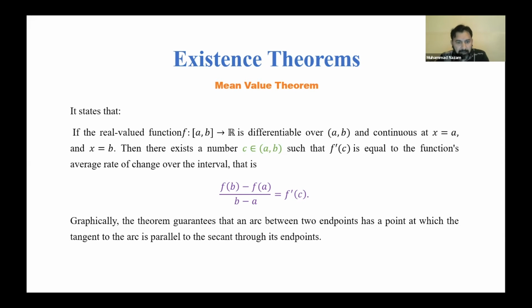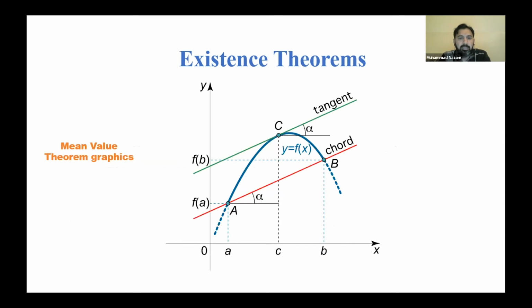Graphically, the theorem guarantees that an arc between two endpoints has a point at which the tangent to the arc is parallel to the secant through its endpoints. Look at its graph; this will be easy to understand. We have a closed interval [a, b]. These two points are the endpoints. Look at the red line: this is the secant line. And we have the curve.